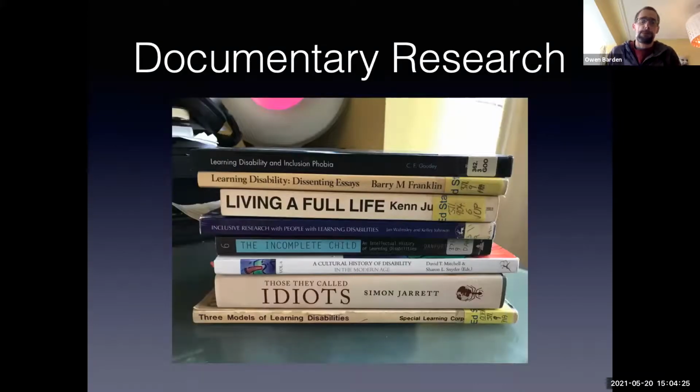Okay, so one way to do research into the history of learning disability is to do research with documents. That might be books, as on the slide here. One of the first things I did when I began researching the history of learning disability was go to the library, right? And I got out a ton of books, many more than are in this stack in this image here. The image is a stack of books about learning disability. But I read lots of books, and that is a legitimate way of doing research in its own right.